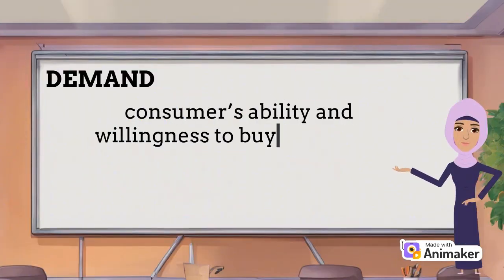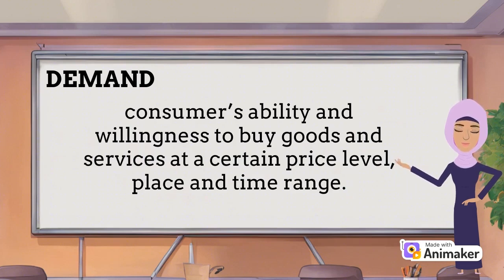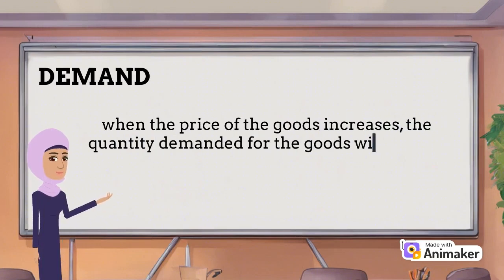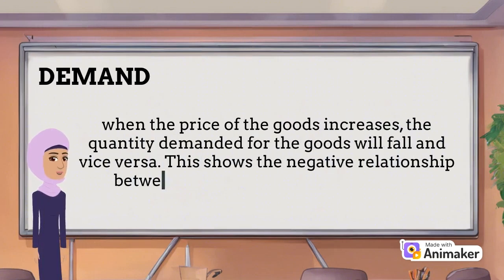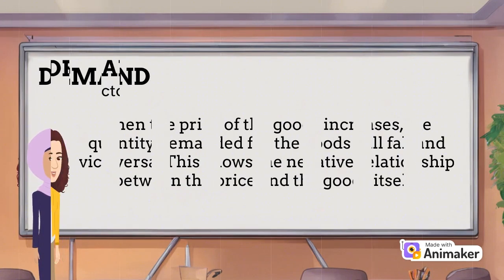Demand. The definition of demand is consumers' ability and willingness to buy goods and services at a certain price level, place, and time range. Based on the law of demand, when the price of the goods increases, the quantity demanded for the goods will decrease and vice versa. This shows the negative relationship between the price and the goods itself.